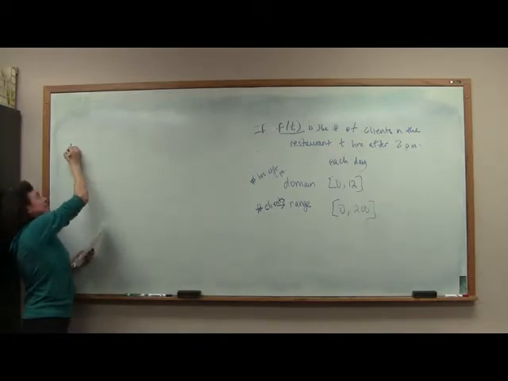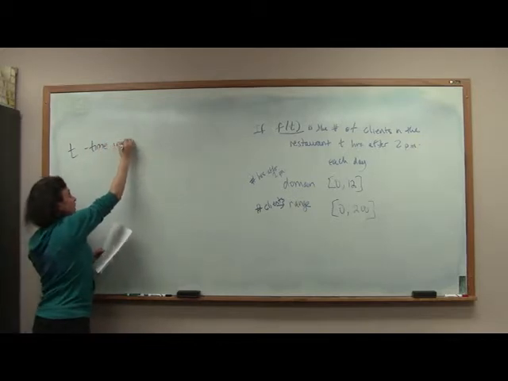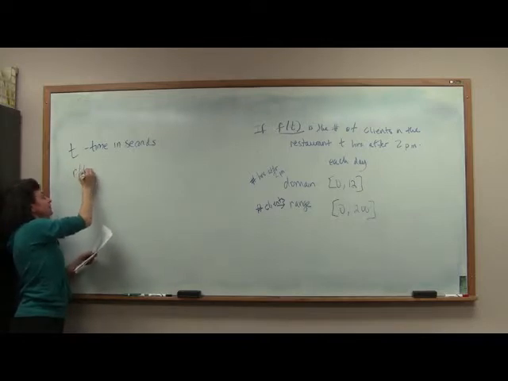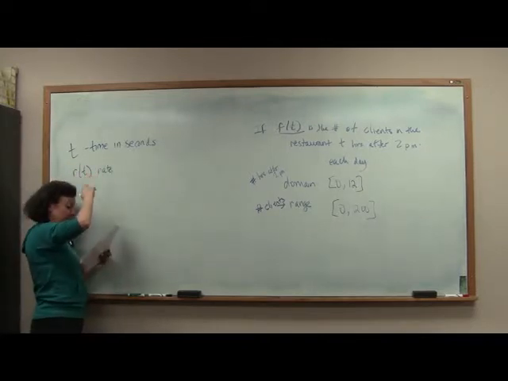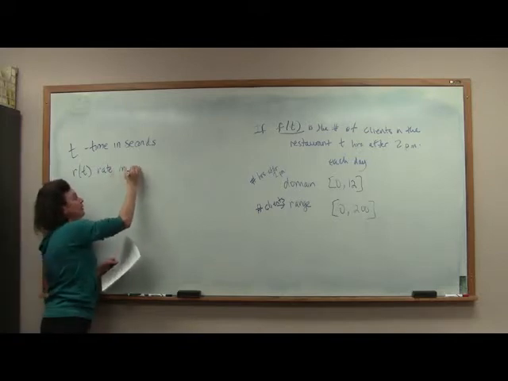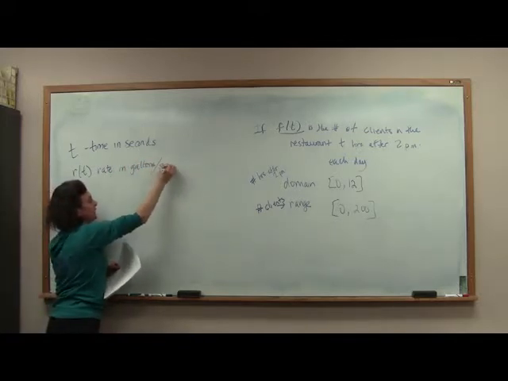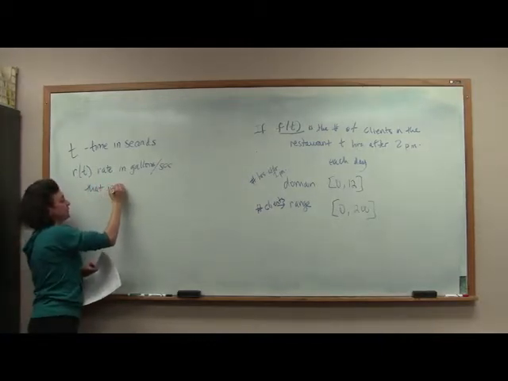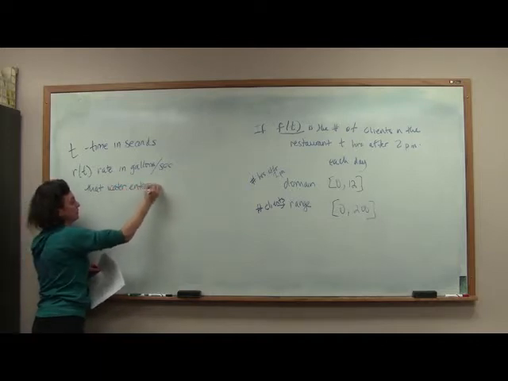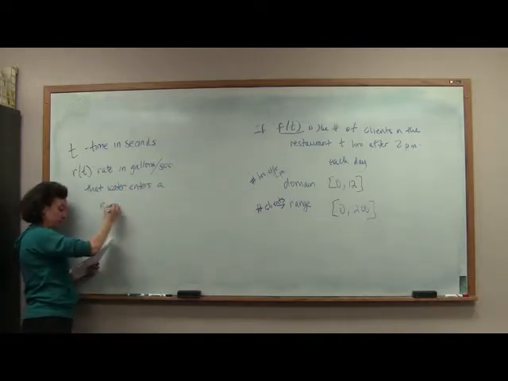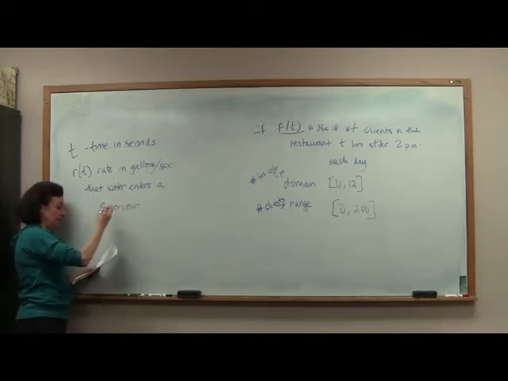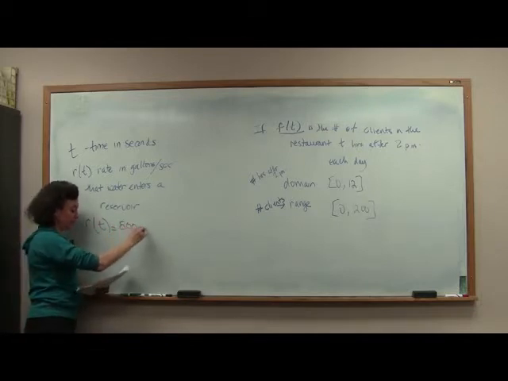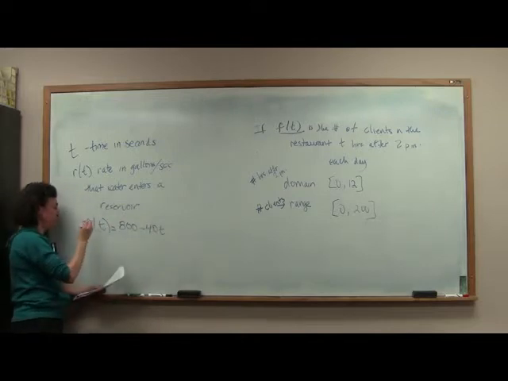So for this one, T stands for our time in seconds, and R of T is a rate, and the rate is given in gallons per second that water enters a reservoir. And here we're actually given our function. R of T is 800 minus 40T.